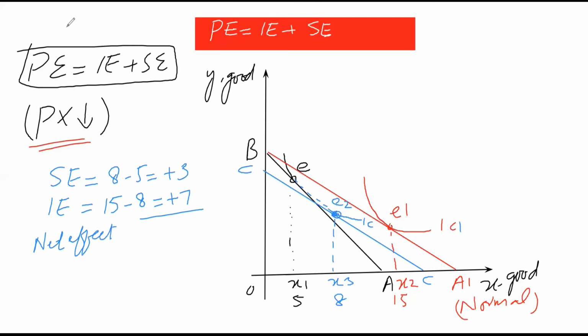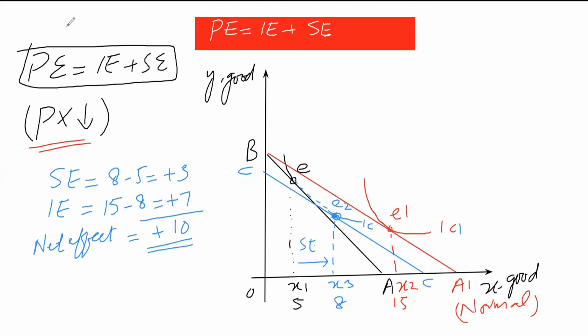Okay, one thing is really very important to keep in mind: if income and substitution effects both are moving in the same direction, in this situation the substitution effect is moving to the right and the income effect is also moving to the right, they are moving in the same direction, so both will be considered as positive figures. So income and substitution effect both are positive in this situation.